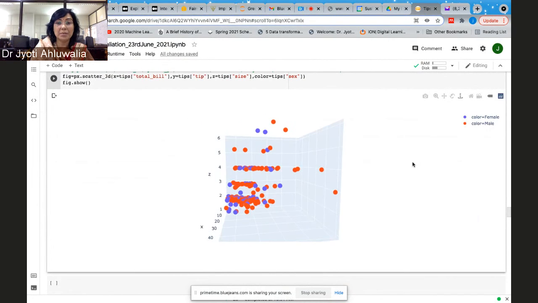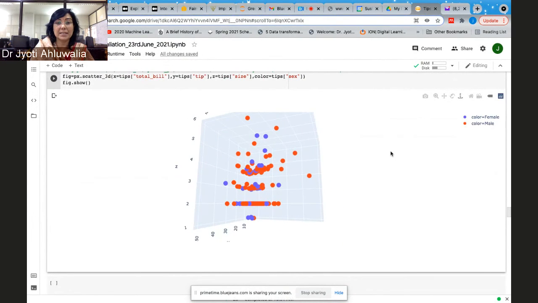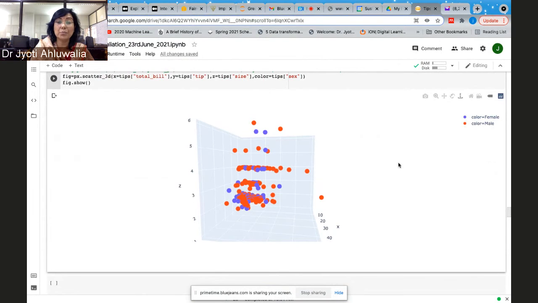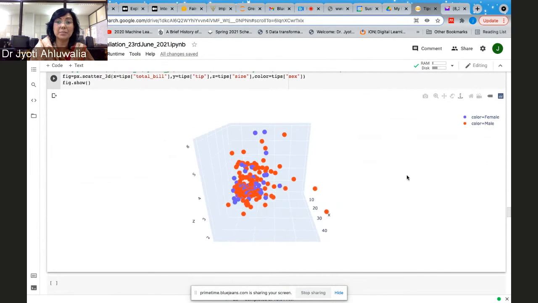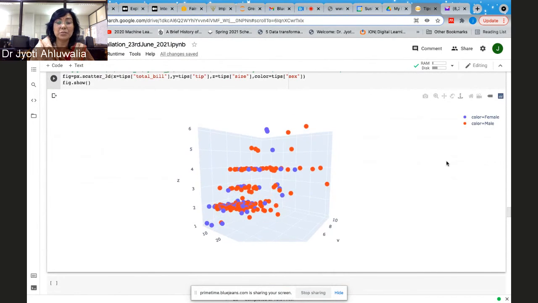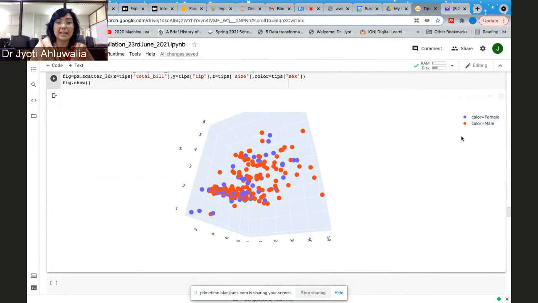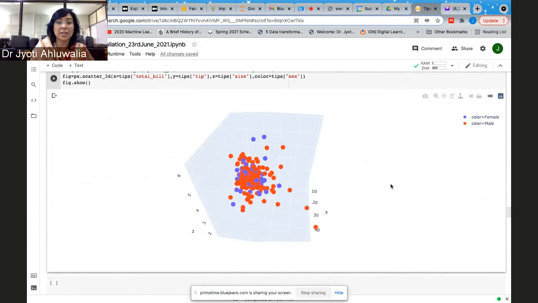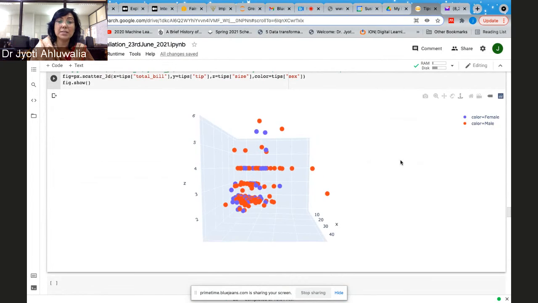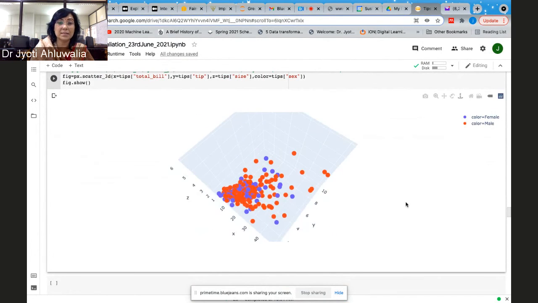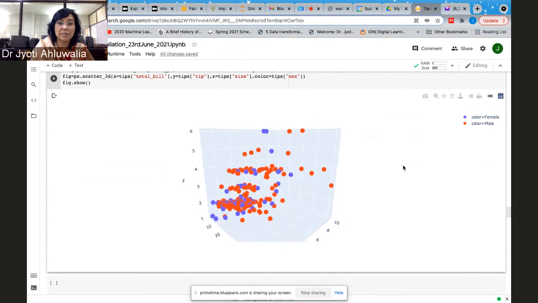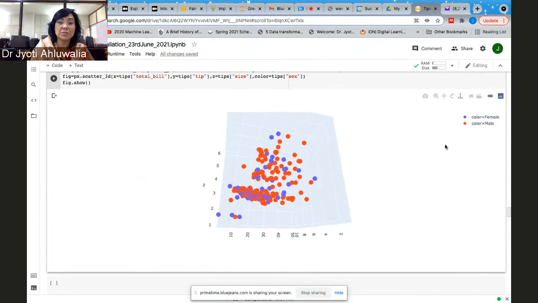I can move this around and I can see. You can see here also male and female. So red would be the males and blue would be the females. I can turn this around and interpret my chart in whatever way I want to. And again, you can see that with just one line of code, I'm able to make this complex chart in which I'm able to see the relationship between the variables.